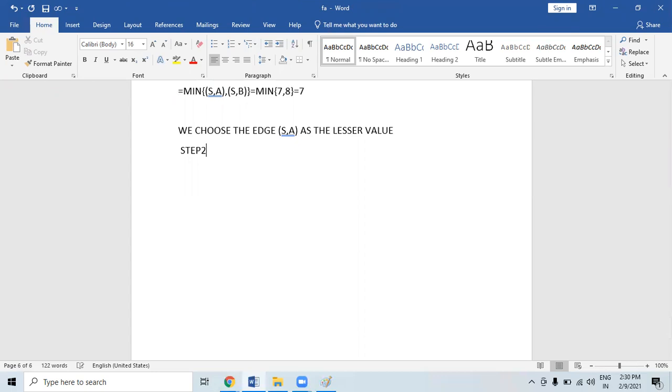Then next, step 2. In step 2, S equal to S and A. So here graph is equal to B, C, D, T. Here let's find the minimum of SC and then AC.